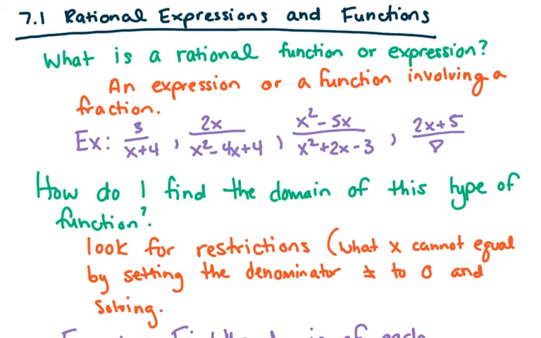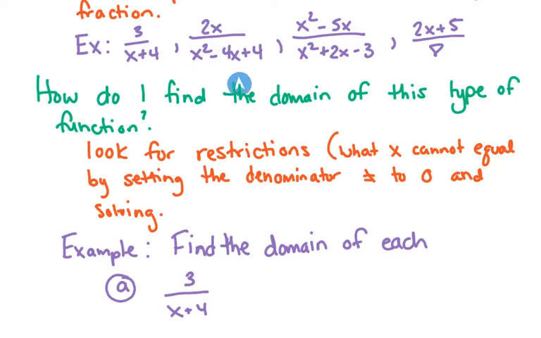to figure it out. So this first section is looking at just what a rational expression is, how to find the domain, and how to simplify. It starts off with what is a rational function or expression. When we use the word rational, we're always talking about a fraction, so an expression or a function involving a fraction. Here are some examples of rational expressions. So 3 over x plus 4. I'm not going to list them all, but there they are. Each of these involves some type of fraction.